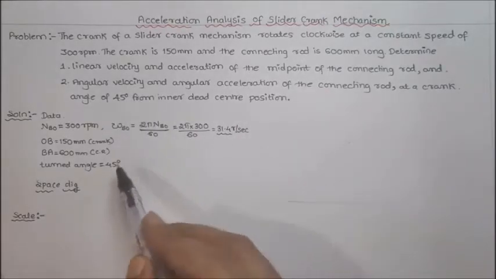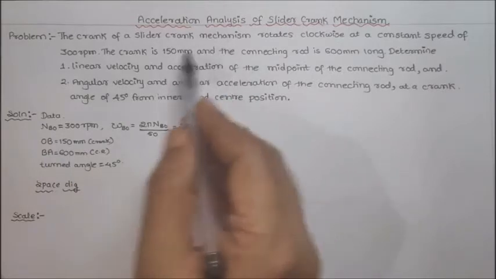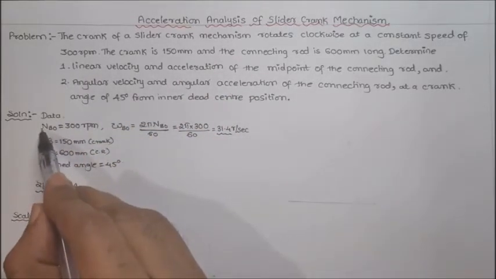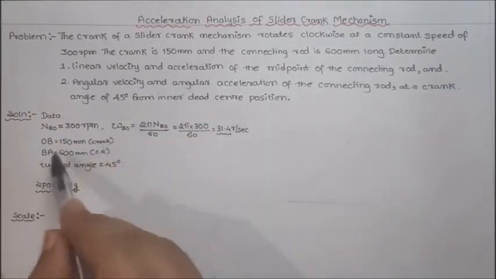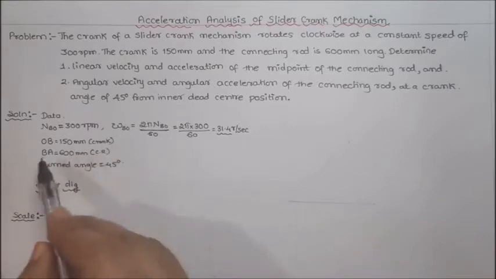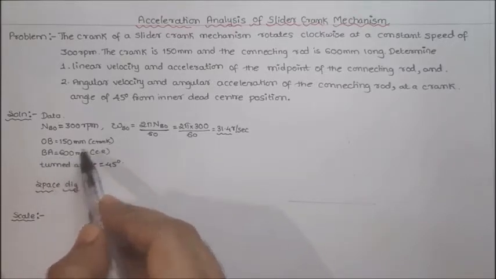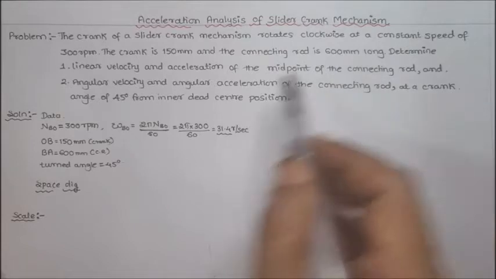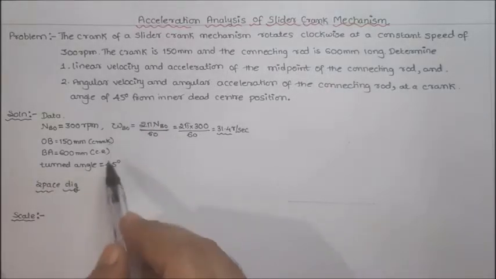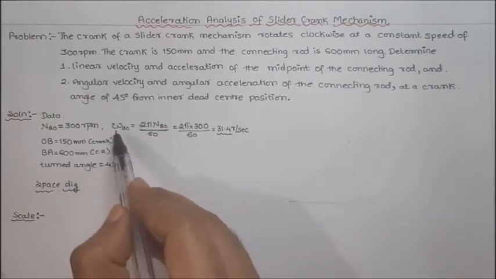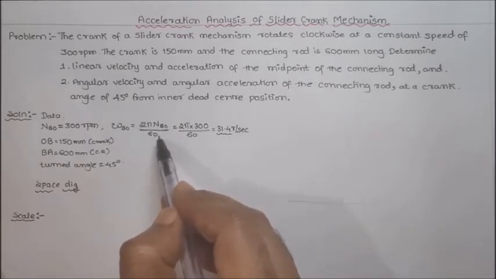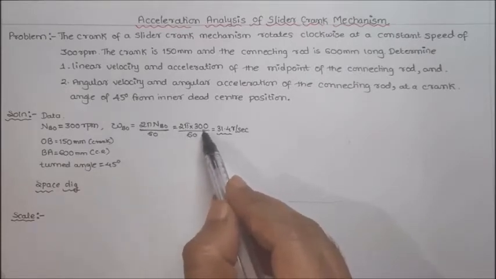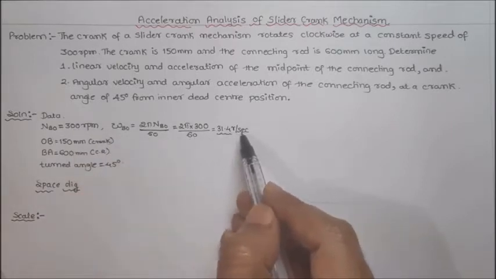Let's extract the data. Speed of the crank has been given as 300 rpm, so we'll write N_BO equal to 300 rpm. OB equal to 150 mm, that is the crank. BA equal to 600 mm, that is the connecting rod. The crank angle is 45 degrees from the inner dead center. So we will find the angular velocity omega_BO using 2 pi N_BO divided by 60. So 2 pi times 300 divided by 60 gives 31.4 radians per second.